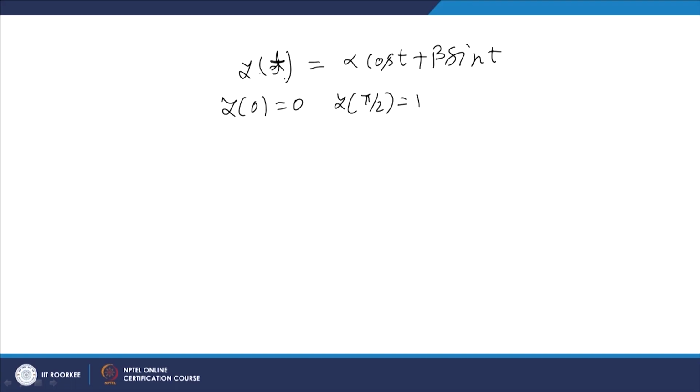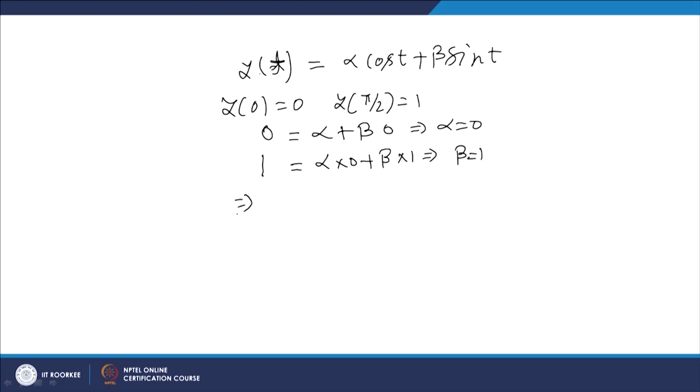So when you put y(0) equal to 0, it will give you 0 equal to alpha cos of 0, which is 1, plus beta sin of 0, which is 0. So you will get alpha equal to 0. Now consider the second equation. It is y(pi by 2) equal to 1, and cos of pi by 2 is 0. So it is alpha times 0 plus beta sin of pi by 2 equal to 1. So this implies that beta is coming out to be 1.